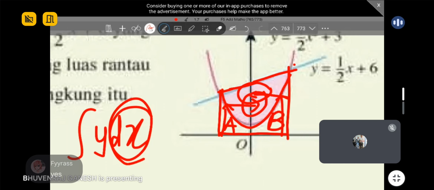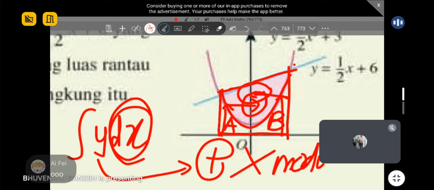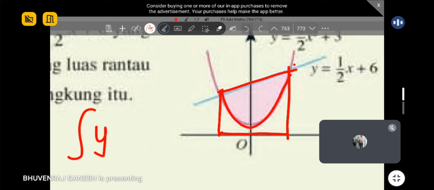If positive, why do you need modulus? Tak perlu modulus dah kalau positif. Okay guys, always remember, if you get Y positive, no need modulus. So you can directly count the area using trapezium minus area under curve. Hopefully you get the point. Kamu dapat apa yang saya sampaikan tu.